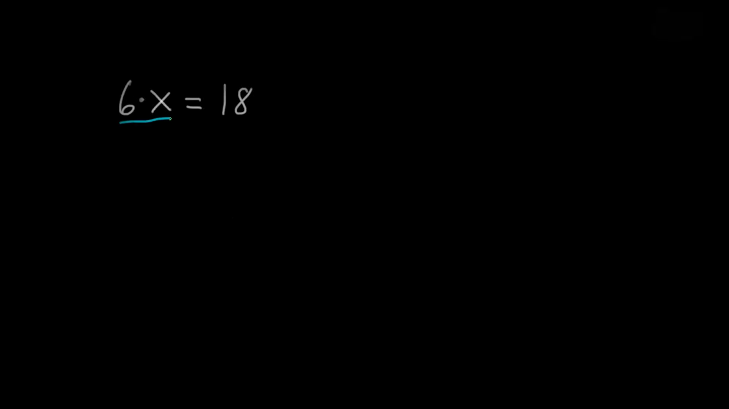Okay, so what do we do here? We're actually going to divide both sides by 6. 6 divided by 6 is 1. And 18 divided by 6 is 3. So we get x is equal to 3.